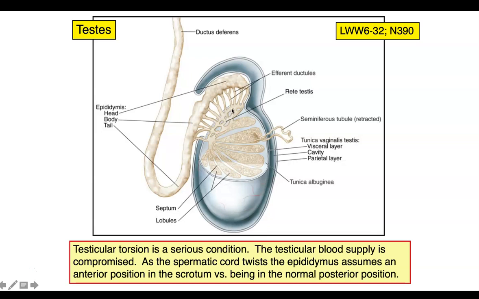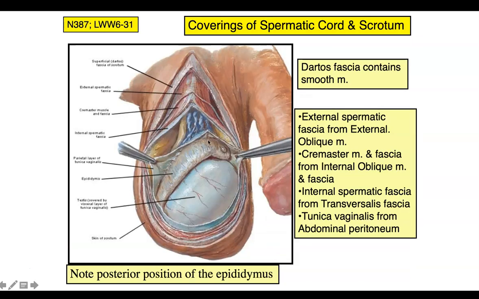And from these testes, there are some ducts, which we call efferent ductules, which connect with the head of the epididymis. And from the seminiferous tubule, rete testis, then efferent ductules, the sperm goes into the head of the epididymis, then the body of the epididymis, then the tail of the epididymis. So the epididymis is an elongated organ.